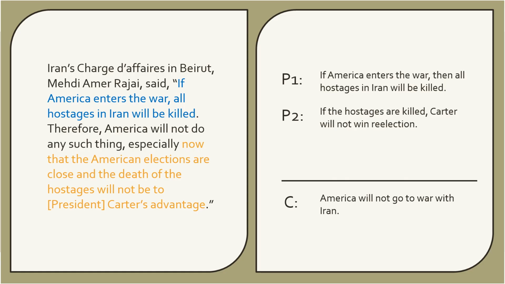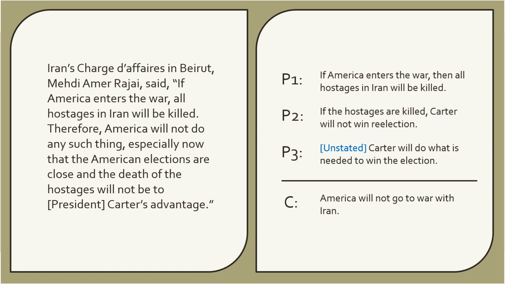Now, it's worth taking a moment here to think about this, because these two premises by themselves presume another premise that actually gets us to the conclusion at the end, which is America's not going to go to war with Iran. And that would be an unstated claim that Carter's going to do what he needs to do to win the election. Without that third premise, it doesn't necessarily follow that the conclusion would have to be true. With it, it makes perfect sense.